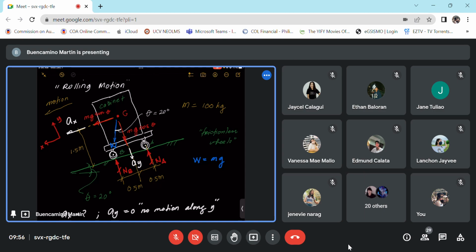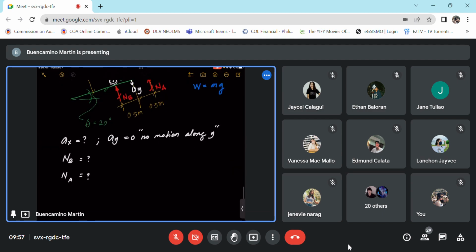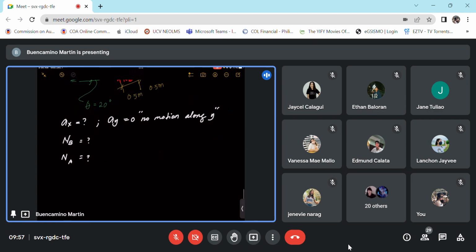Okay. Showing now the components of the weight, mg sine theta and mg cosine theta, and the reactions at A and B. This time we're dealing with an inclined surface. The cart is moving down the inclined plane.